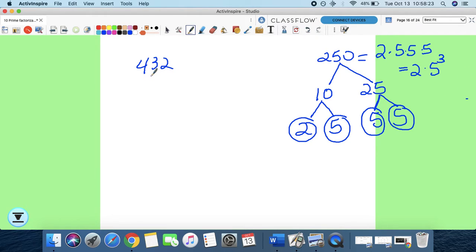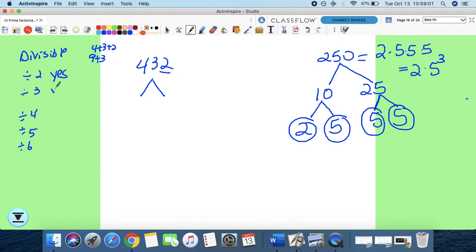So 432, well, there's a lot of ways you can do this. Is it divisible? So remember when we did divisibility rules. Is it divisible by 2, by 3, by 4, by 5, by 6? So you can use that to your advantage here. Is it divisible by 2? Yes. How do I know that? It's because that 2 is an even number. Is it divisible by 3? Well, let's see. 4 plus 3 is 7, plus 2 is 9. And is 9 divisible by 3? Yes, so it's divisible by 3.